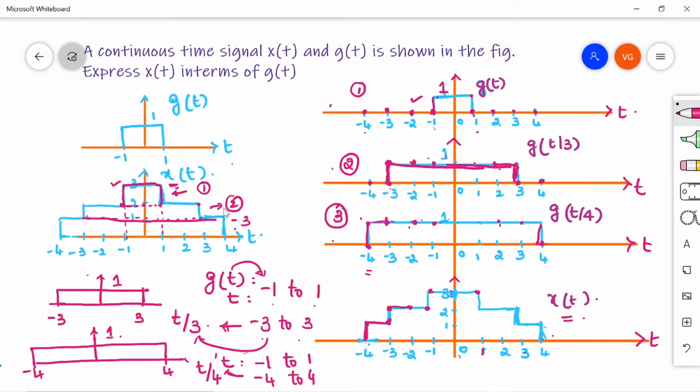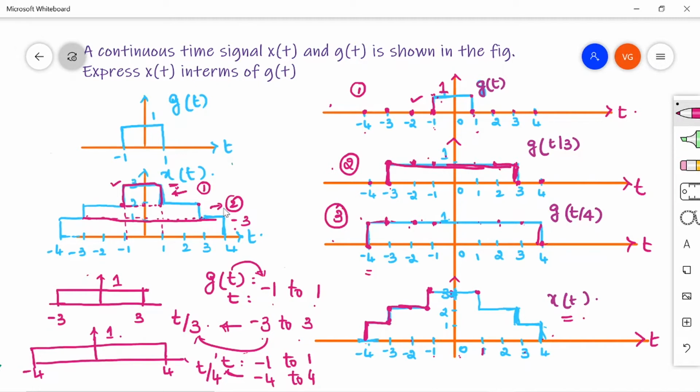Just join. Then at t is equal to minus 1, I have 0 here, 0 to 1 extended. So the amplitude is 3 here: 1 plus 1 plus 1, 3, right? So at t is equal to minus 1, I have an amplitude of 3. So the pulse is extended here.